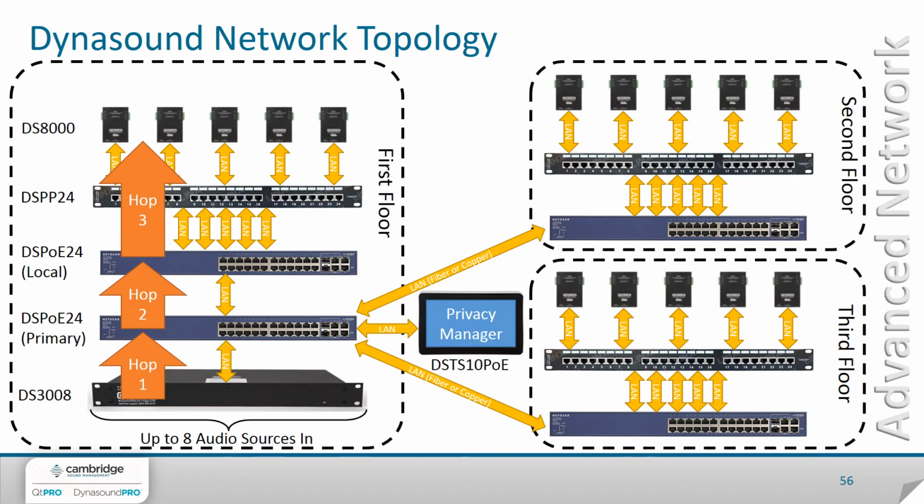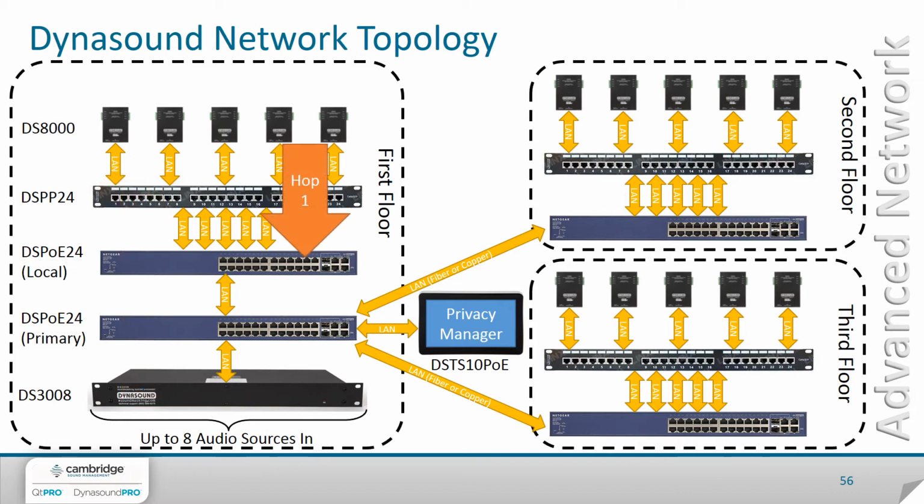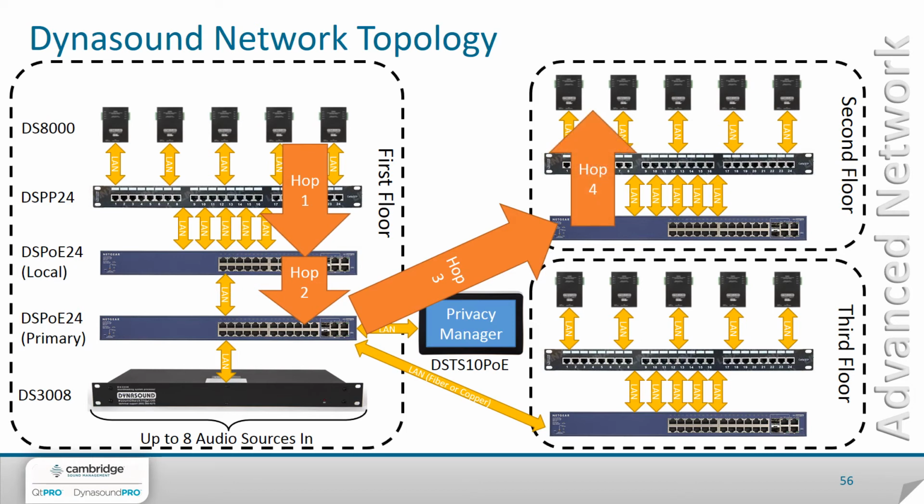Now let us count the number of hops from the DS8000s on floor 1 to DS8000s on floor 2. Working backwards, from the DS8000s on floor 1 to local switch is hop 1. From local switch to primary switch is hop 2. From primary switch to second floor local switch is hop 3. And from the second floor local switch to the DS8000s is hop 4. As the third floor is configured the same as the second, our maximum number of switch hops for this system is 4, well within the maximum hop limit of 6.